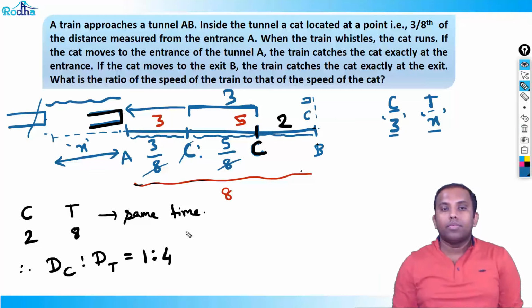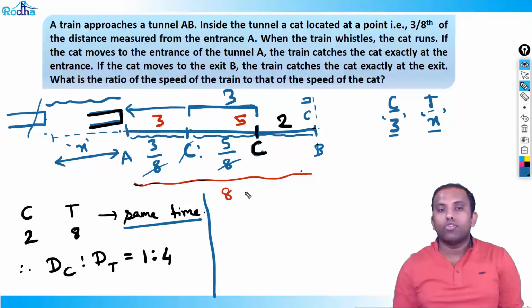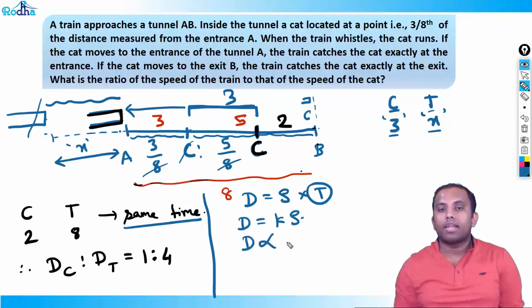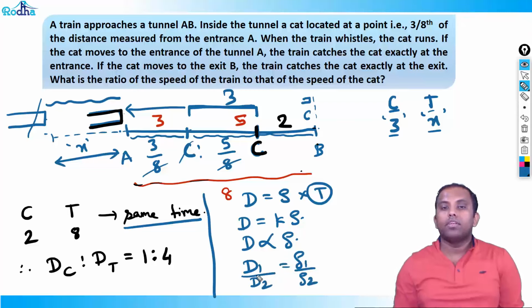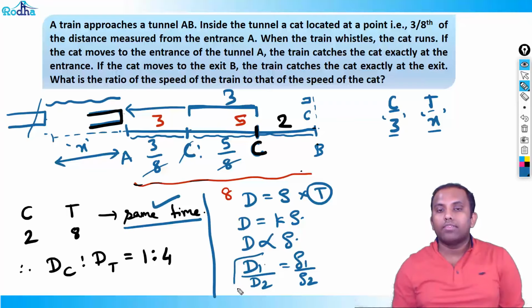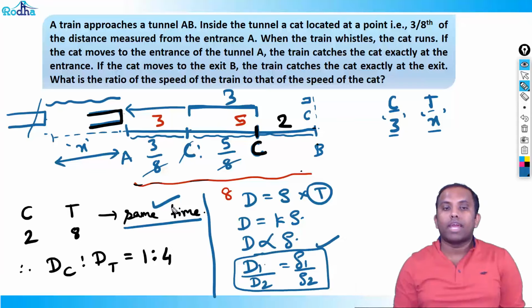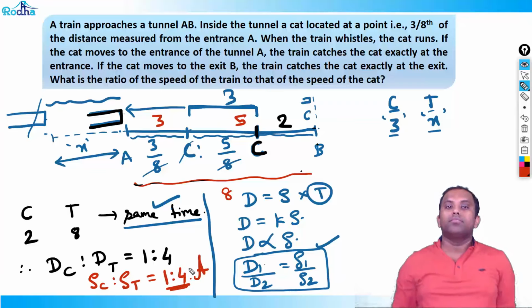Therefore, now since time is the same, again get to the formula: distance is equal to speed into time. Time is the same, that means time is constant. That means distance is equal to k into s. That means distance is directly proportional to s. That means d1 by d2 is equal to s1 by s2. That means ratio of distance equals ratio of speed. So if time is the same, ratio of distance is equal to ratio of speed. Always true, right? Therefore, speed of cat to speed of train, what is the ratio? 1:4. That is the answer.